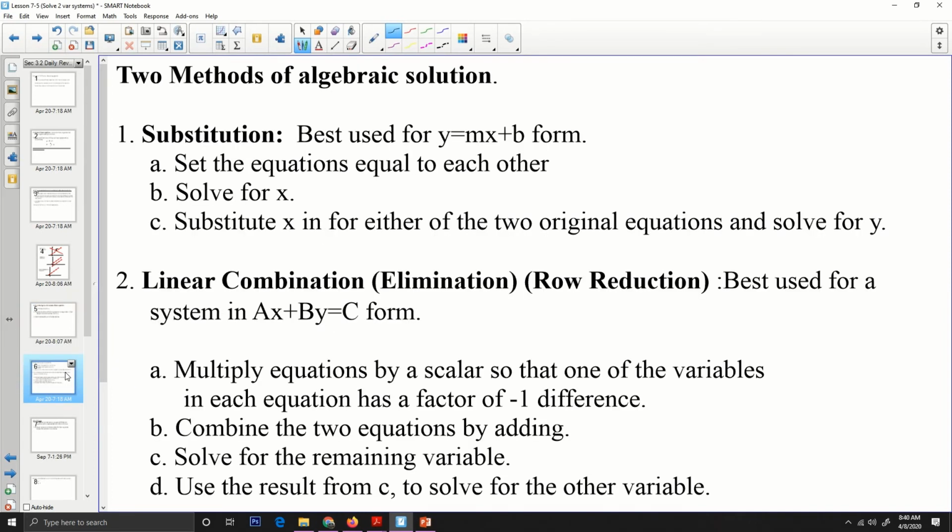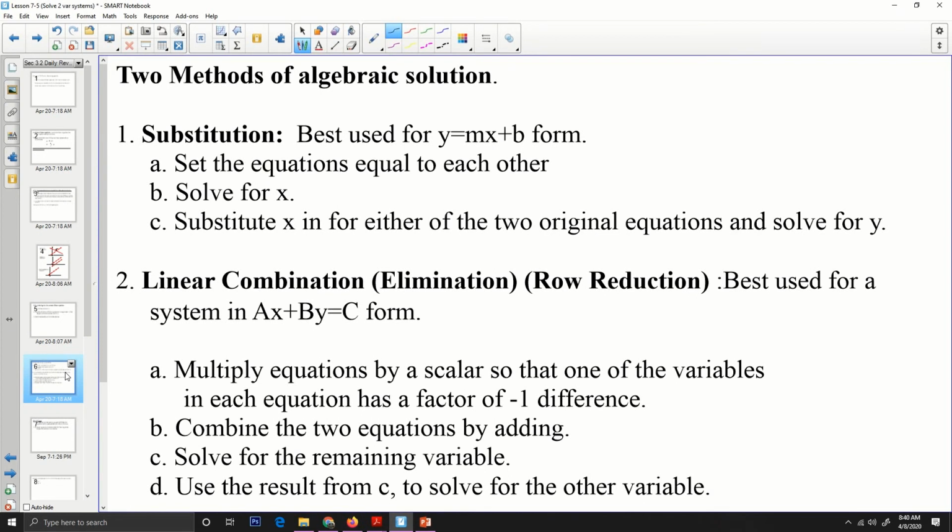There are two basic methods of algebraic solution, and the first one is substitution. It's most easily used if both of the equations are in the y equals mx plus b form, where you could set the equations equal to each other and solve for x, and then substitute x into either of the original two equations and solve for y. That's one way to do it. It's not the only way to do it. And I'll show another example here, but that's a simple way.